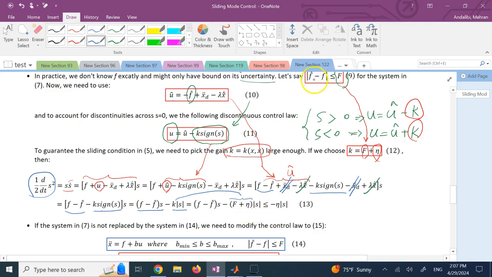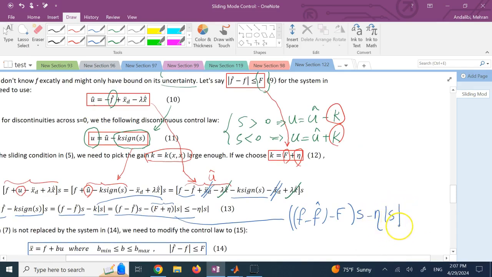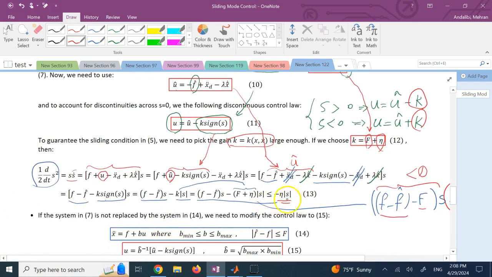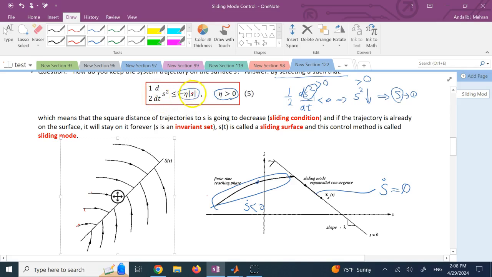Remember the relation that |f hat minus f| was less than or equal to capital F. So if I expand this, this is going to be (f minus f hat), the whole thing, minus f times s, and then minus eta times the absolute value of s. True? Now, what is this entity here? Based on relation 9, clearly this entity has to be negative because the magnitude of the first one is less than the second one. So clearly that whole entity is going to be less than or equal to this, which you can see over here. And this, if you remember, this 13 is now exactly equation 5, the inequality 5 that we needed. Yes? So it's satisfied.